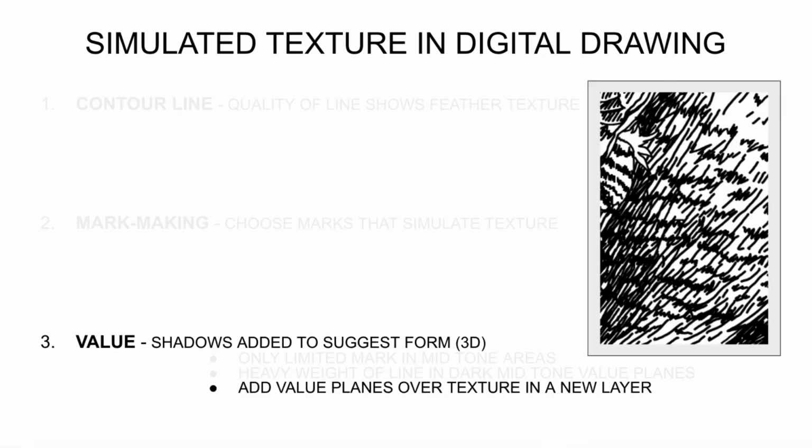The last thing that I do here is I create a new layer, and then I just work in the values over the texture marks, so that I can create a sense of shadow that is falling over the textured areas in the darker areas of the belly of the falcon.